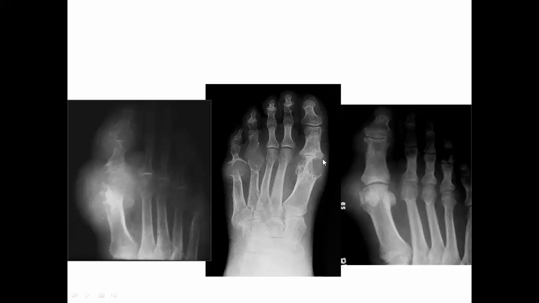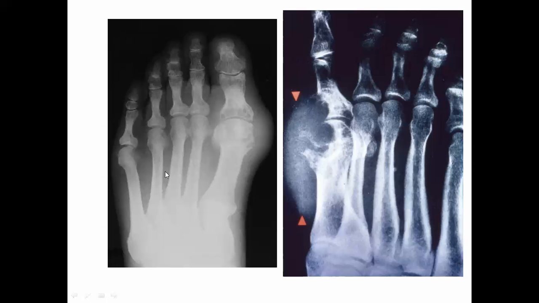If we go in sequence, this is the acute form, and this is the polyarticular form, and this is the chronic tophaceous gout. Soft tissue swelling in the acute form with the erosions, soft tissue swelling with the juxta-articular erosions due to tophi.